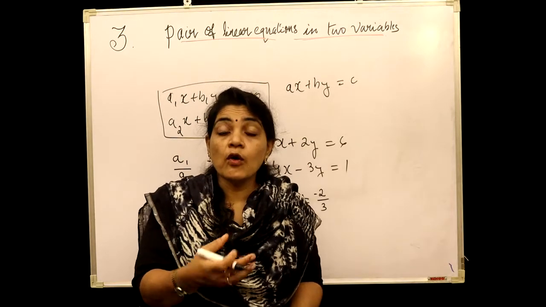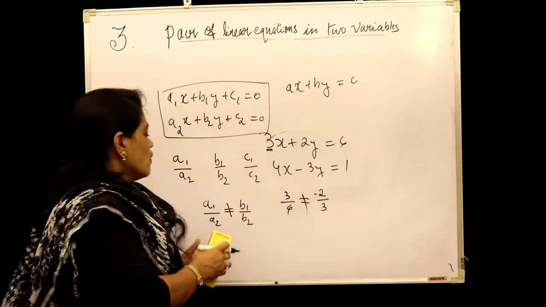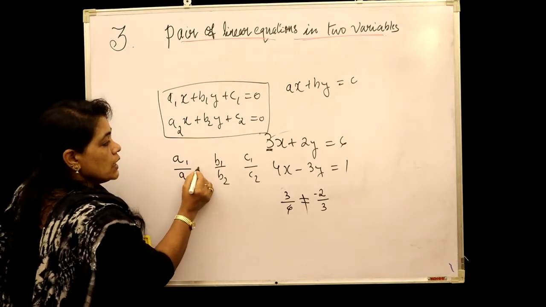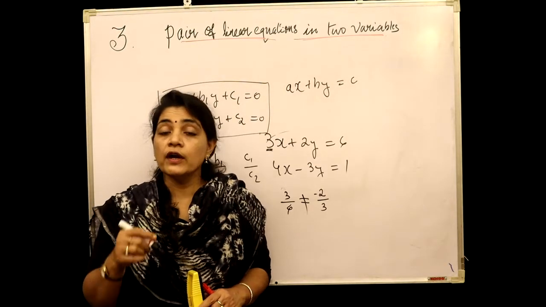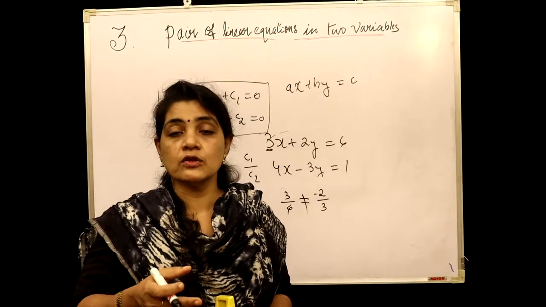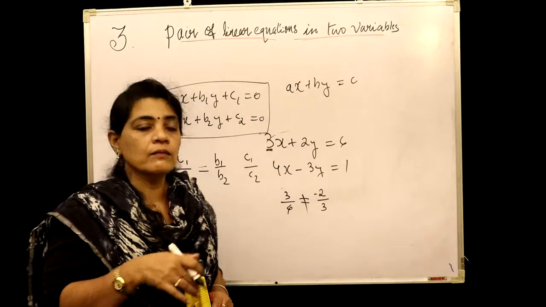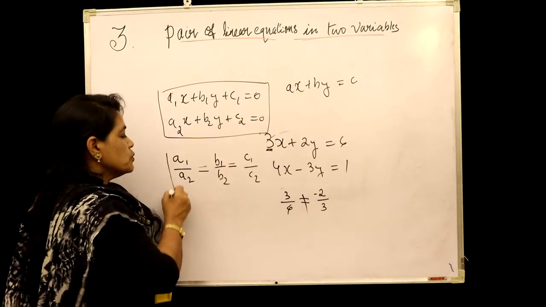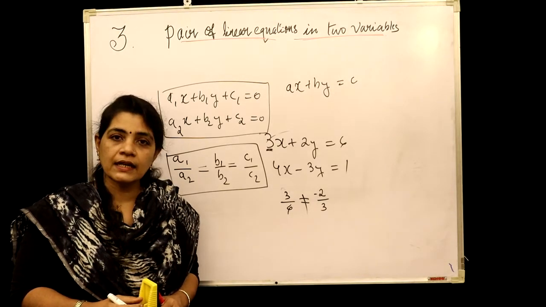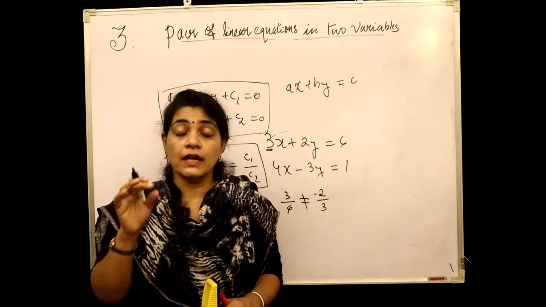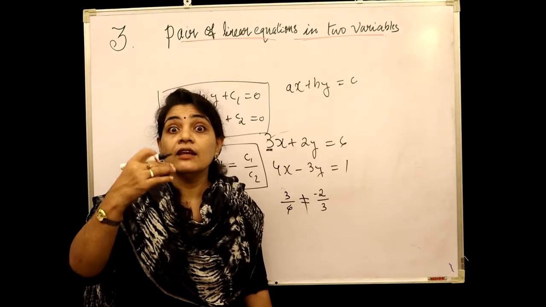Understood? This need not always occur in the given equations. In some cases when you compare, you see that a1 by a2 equals b1 by b2. In this case, you have to compare the third ratio, the constants, that is c1 by c2. If that ratio is also the same, that is a1 by a2 equal to b1 by b2 and again equal to c1 by c2, then that pair of linear equations has infinitely many solutions.